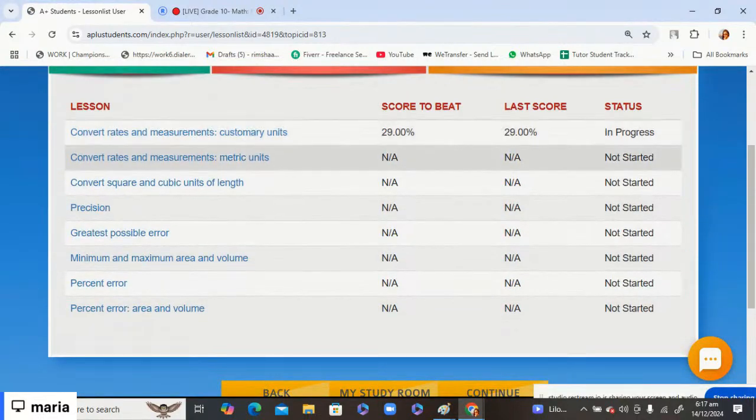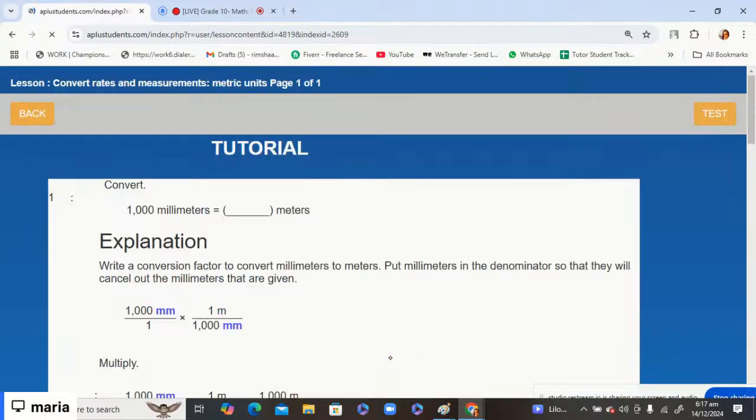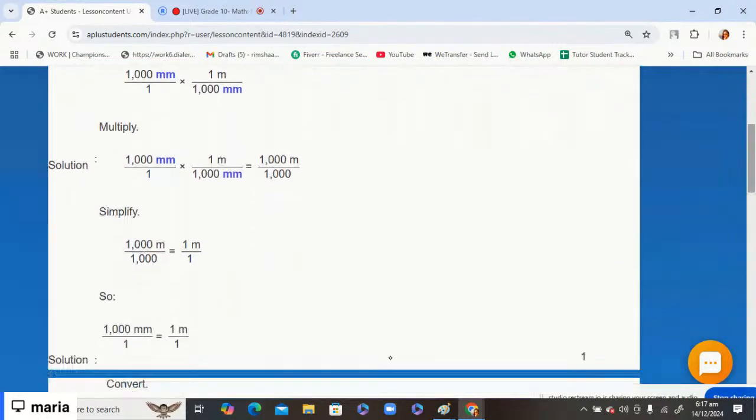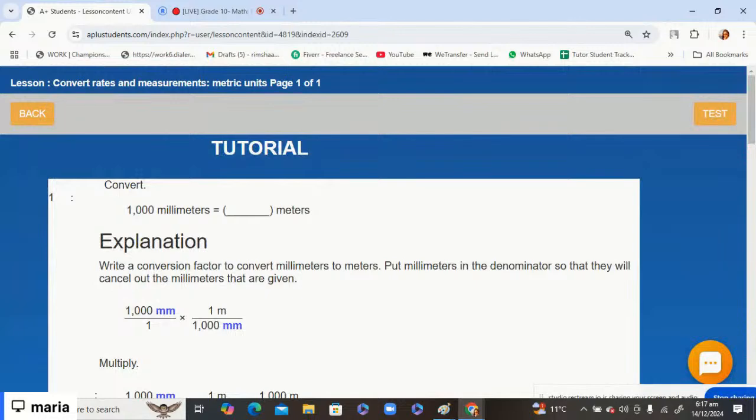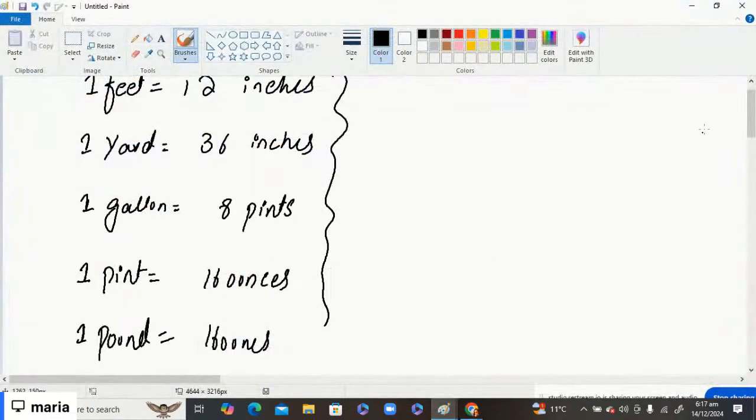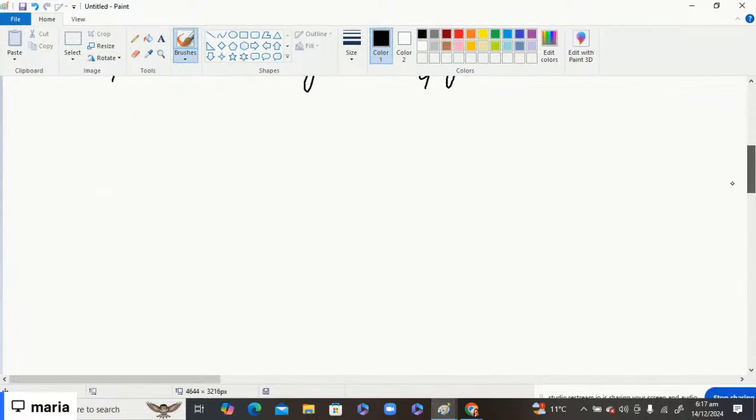Convert rates and measurements, metric units. Metric units involve millimeters, centimeters, and all of it, kilometers. So first of all, let me tell you how to convert all those things. Let's put it here and then solve two or three questions. First of all, convert centimeter to meter, meter to millimeter, millimeter to kilometer, all of it. Let's do it.